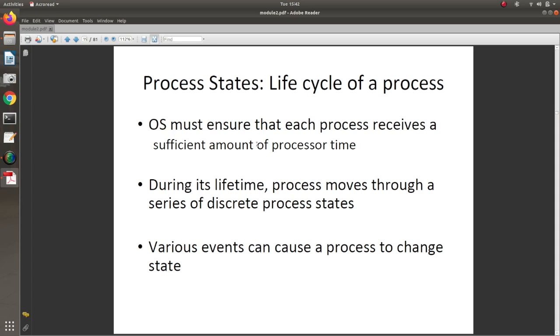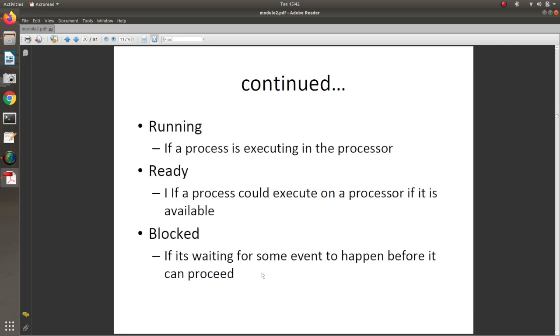Now, what is the life cycle of a process? This is something that is very interesting. A process can have many different states. During the lifetime of a process, it moves through different discrete process states. Various events can cause a process to change its state. Let's look at them in detail.